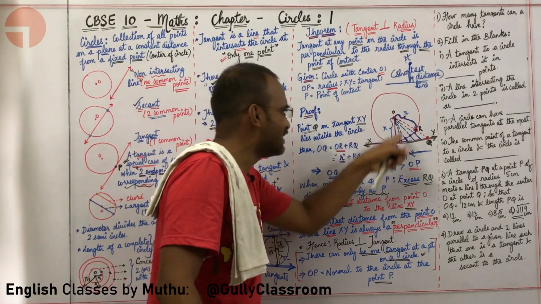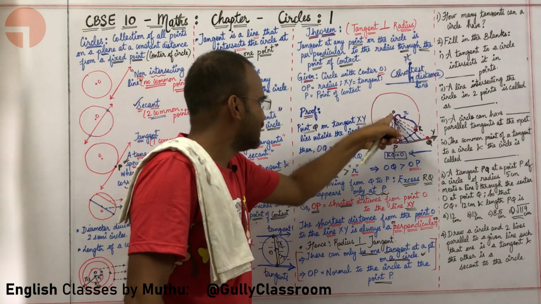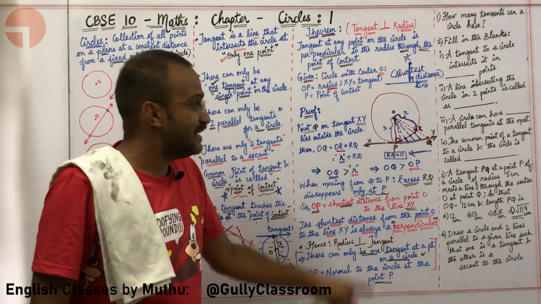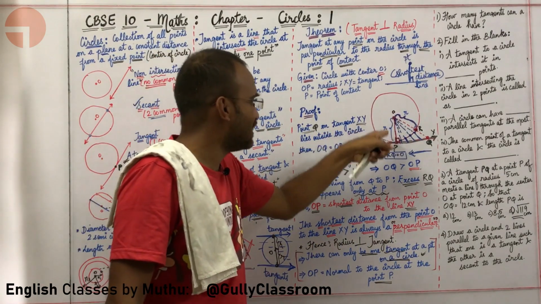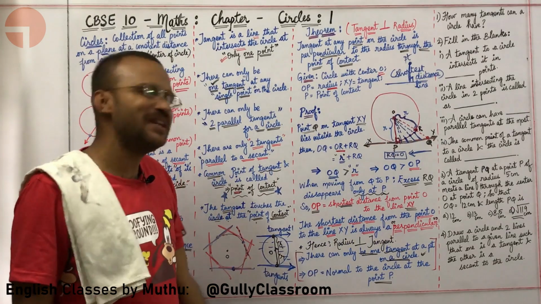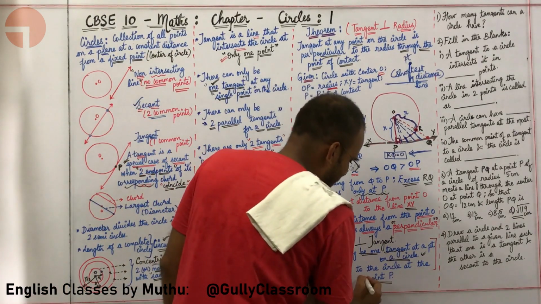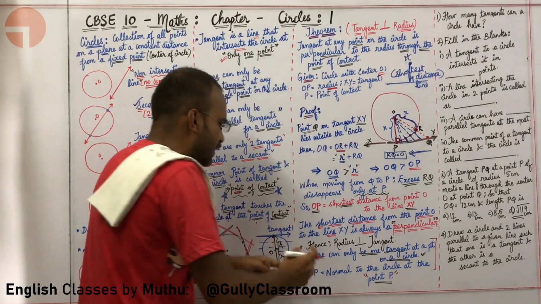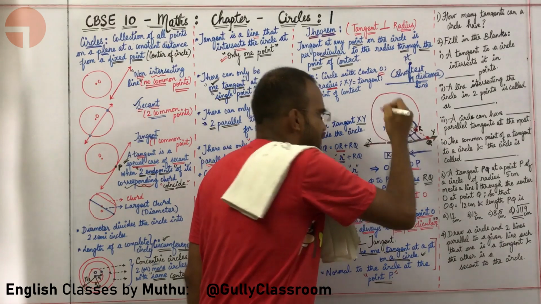Here, the radius is the shortest distance that is touching the center of the circle and the tangent. Are you getting this point? Absolutely, sir. OP is equal to normal to the circle at the point P. Sir, what is this particular idea? Here, OP is called the normal to this particular circle.